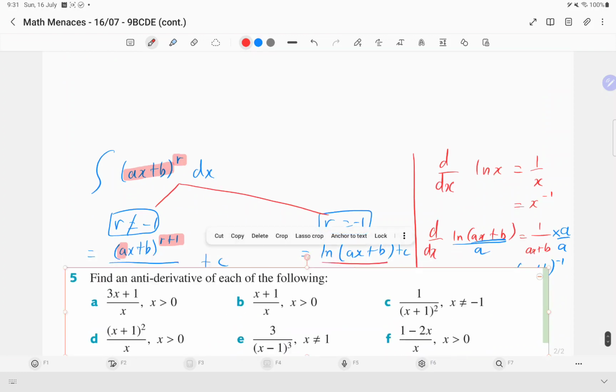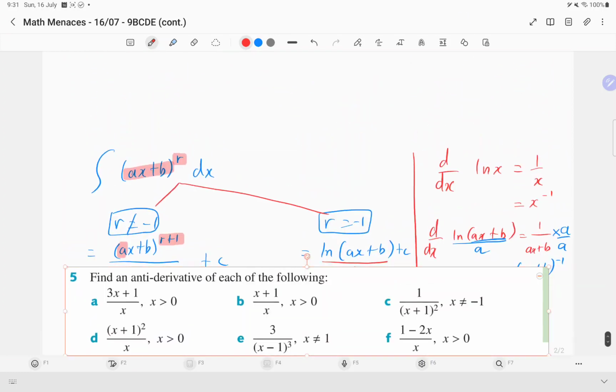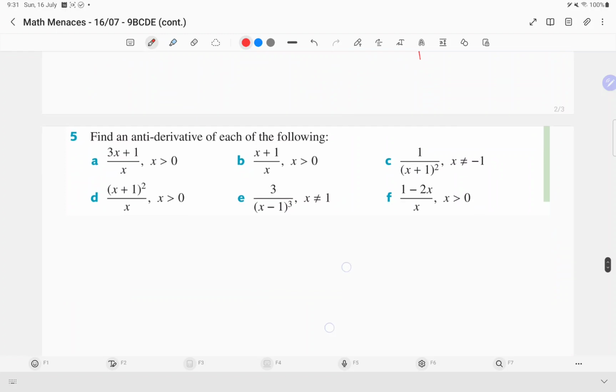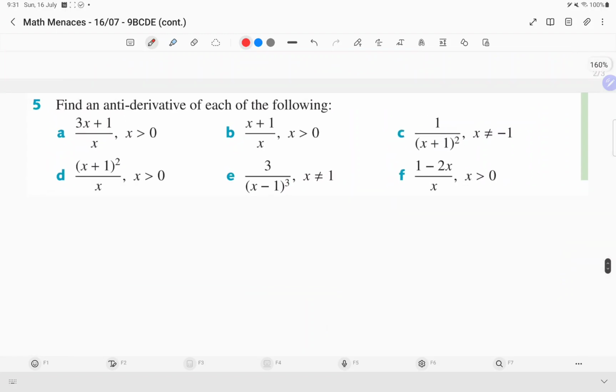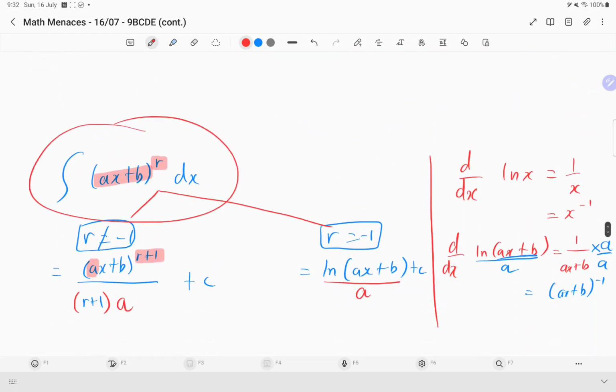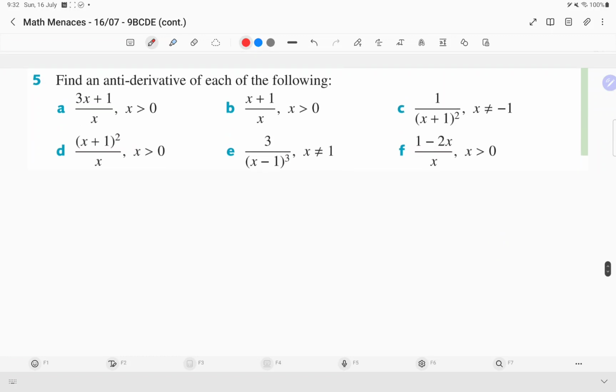Okay, I'll move this one down here. Now let's try some of these questions. Some of these you will be able to work out using the new rule, some will not. Do you recognize out of these 6 questions which ones we don't need to use the new rule for? The new rule is this one here, antiderive ax plus b to the power r. Which of these 6 questions do we not need it for? I'll give you a hint, there are 4 of them.